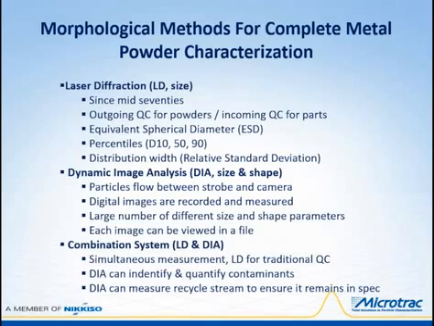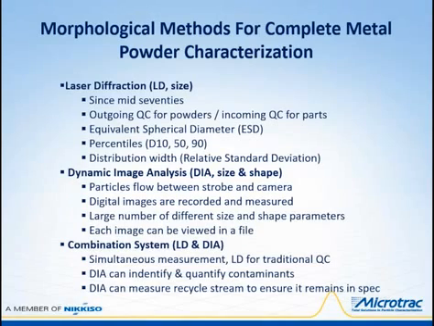Morphological methods for complete powder characterization. Laser diffraction. Since the mid-70s, when it was starting to replace sieve analysis, this technology has been used in both outgoing QC by the powder manufacturer and in incoming QC by the powdered metal parts manufacturer. Commonly, the equivalent spherical diameter and some of the percentiles of the distribution, like D5, D50, and D90, are measured and reported, as well as a measure of distribution width, like relative standard deviation.